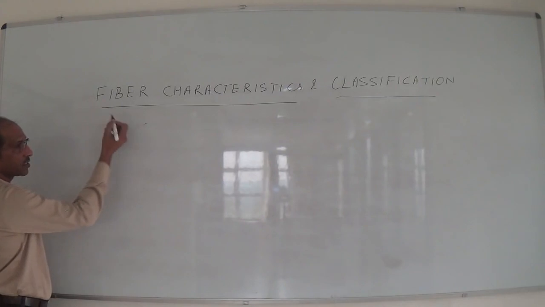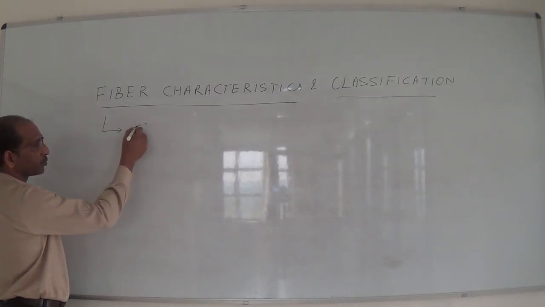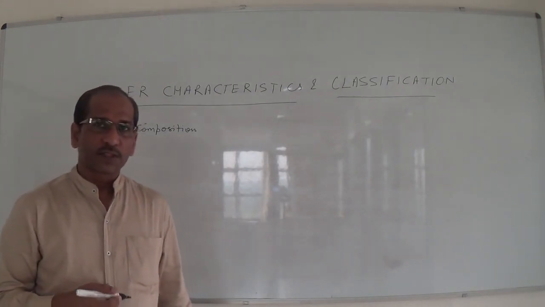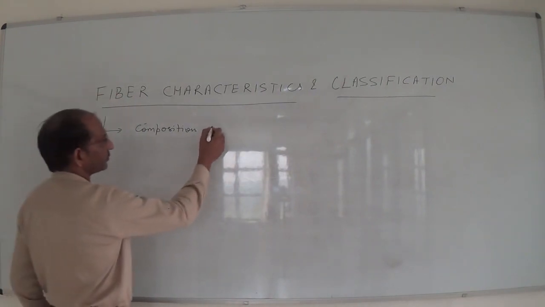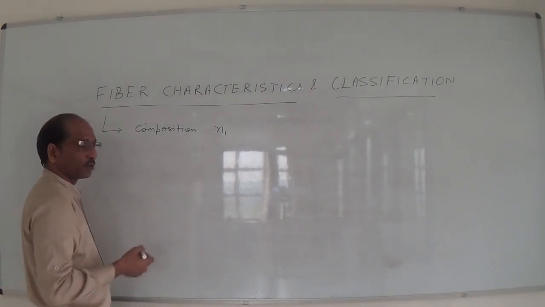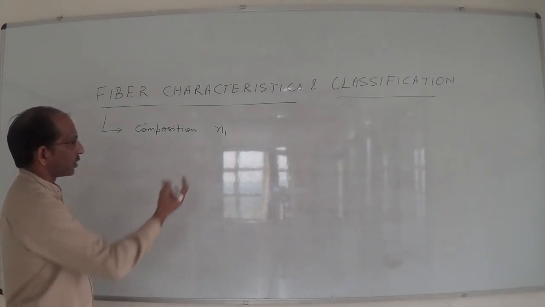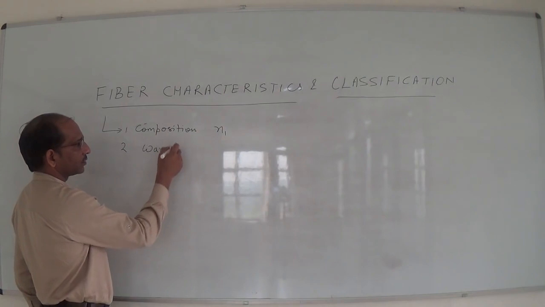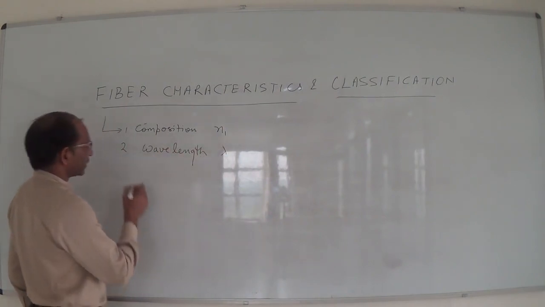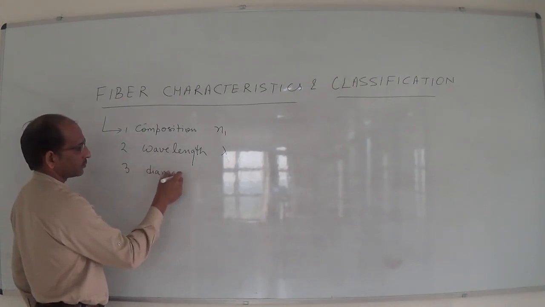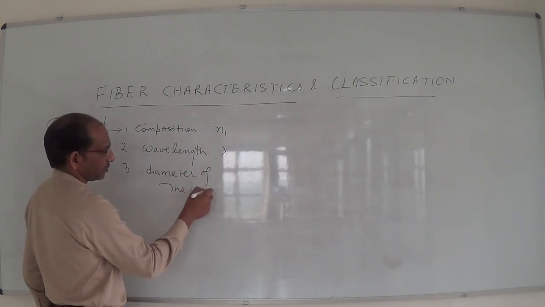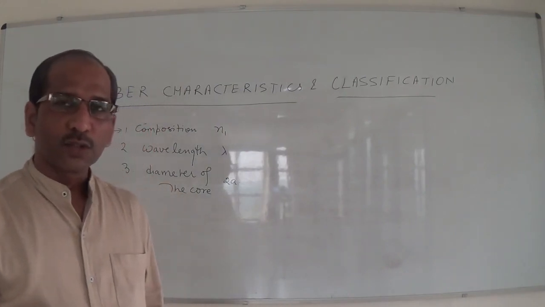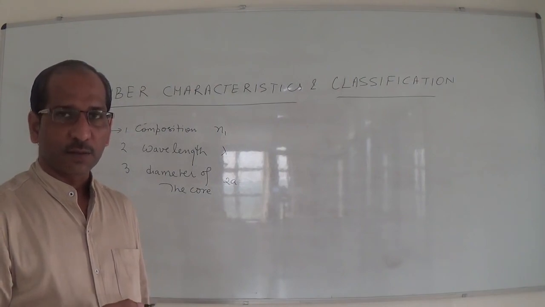As I told you, the characteristics of the optical fiber are determined by the composition, that is, what material we have used for the core, which means the refractive index. N1 defines the refractive index of the core. The second point is the wavelength, the type of light. The third point is the diameter of the core, which is generally defined by 2a, where a is the radius of the core. So these are the three points by which one can characterize the optical fiber.